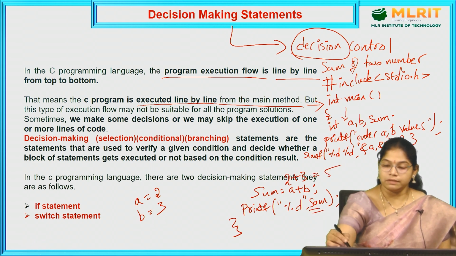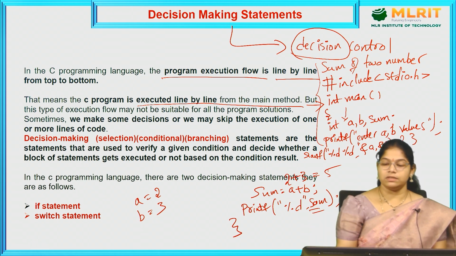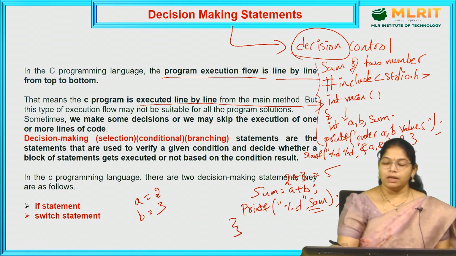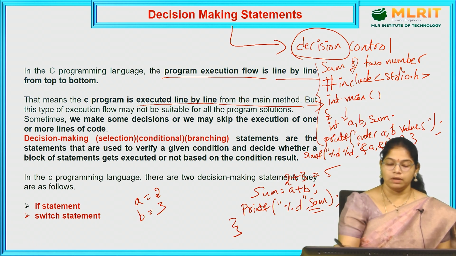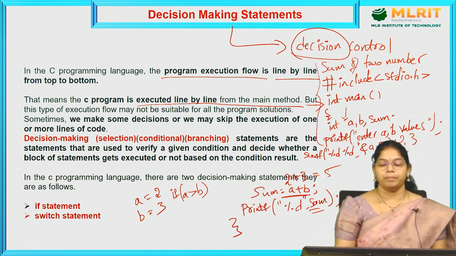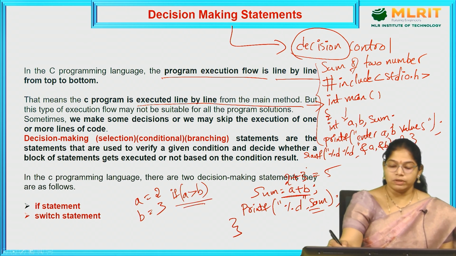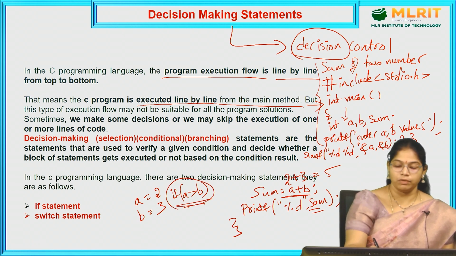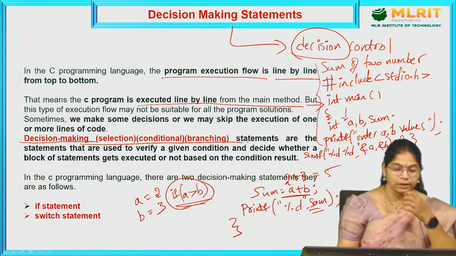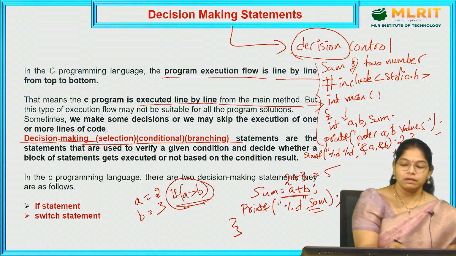If you observe, the execution is in sequential order. This comes under sequential flow. If I want to control this program execution, for example performing the sum of two numbers only when the value of a is greater than b, this sequential flow is not suitable. To execute these types of problem statements, we use decision making statements or decision control statements, which execute based on the condition result.